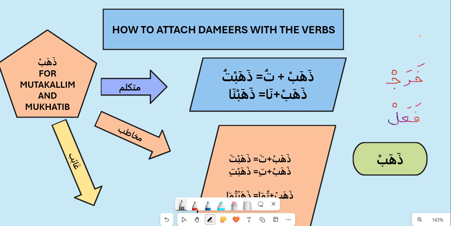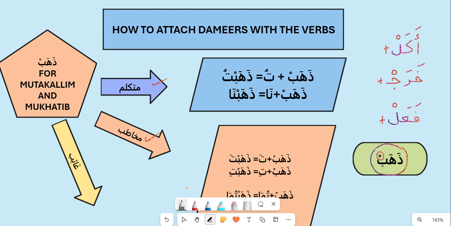In akala, the first one will be fatha, kaf will be fatha, and what about the lam? Lam will be with sukun, and then you start attaching the damir. So this is the basic structure that you're going to follow: fatha, fatha and sukun. This structure is followed in the mutakallim and in the mukhatib. Remember this. This is a very important point.